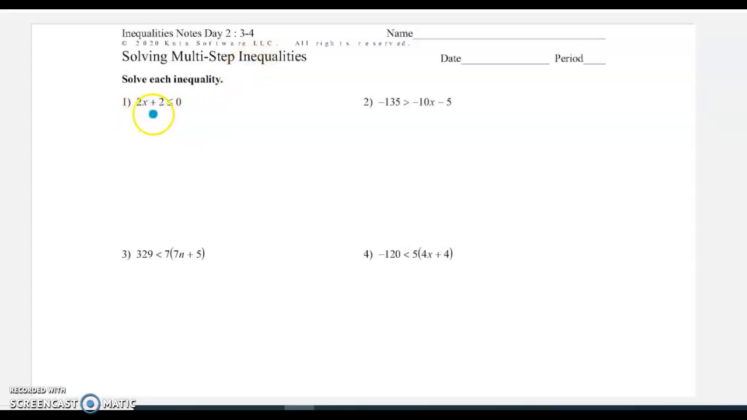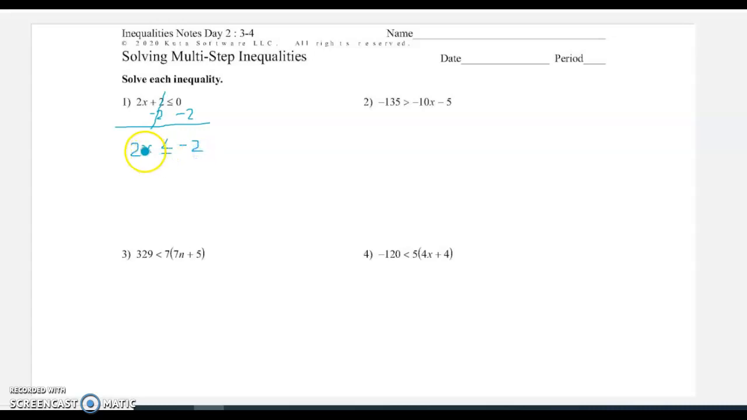So here on number 1, we'd start by getting x alone. You'd have to subtract 2. What you do on the left, you have to do on the right. So then the 2 minus 2 would cancel. We have our 2x. It would remain less than or equal to 0 minus 2, which is negative 2.